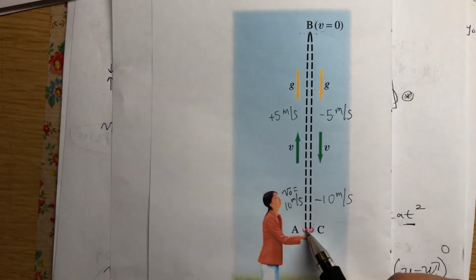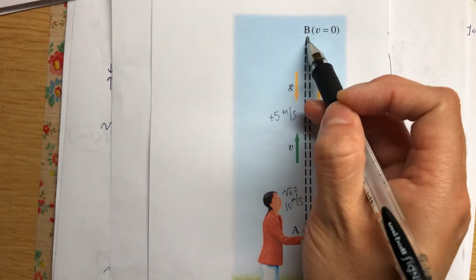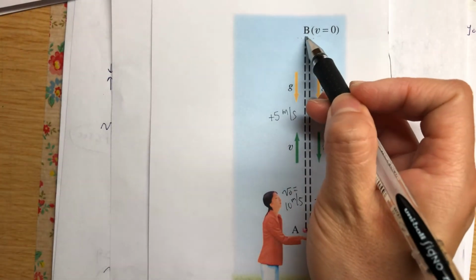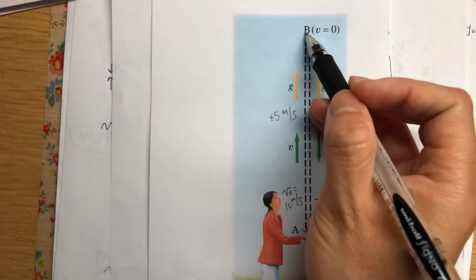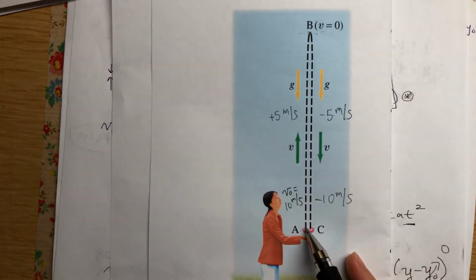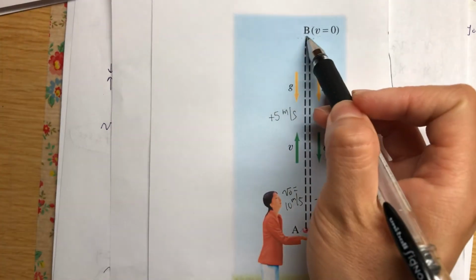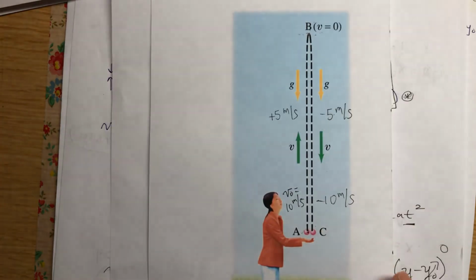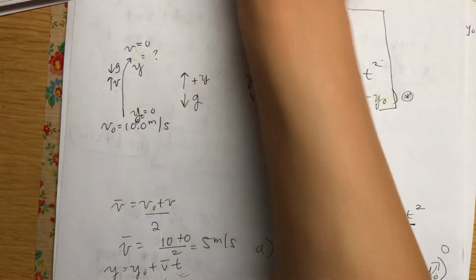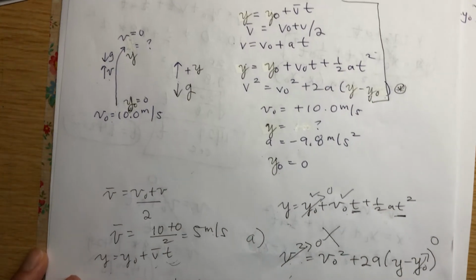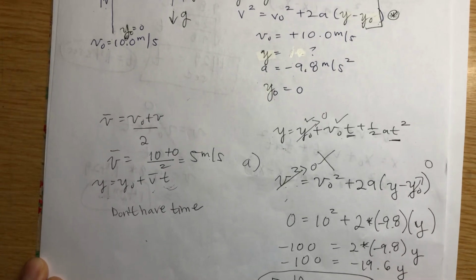Again, I chose to only look at the beginning, initial part of the ball's path. You can choose whether to look at it going up or down or the whole path. You're supposed to get the same answer.